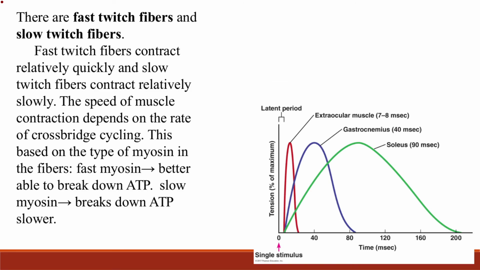Okay. So fast twitch fibers contract quickly. Slow twitch fibers contract slowly in comparison. This is how fast we get that cross bridge cycling happening: these myosin heads binding to the actin binding sites and contracting. The fast muscles are better able to break down that ATP, and the slower ones are less efficient. But again, we're talking about fractions of a second.